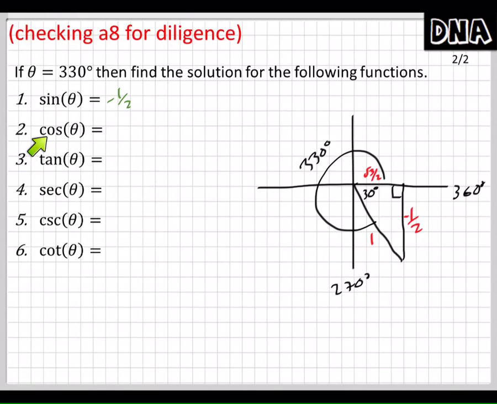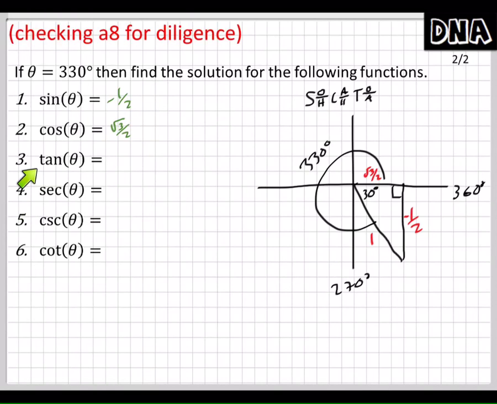Then we have cosine. That's adjacent over hypotenuse. You guys remember SOHCAHTOA? Here, let me write it down for you. So, opposite over hypotenuse. CAH, adjacent over hypotenuse. TOA, tangent is opposite over adjacent. Okay, so cosine is adjacent over hypotenuse. The adjacent side to this angle is right there. Rad 3/2, divide that by 1, we still get rad 3/2.